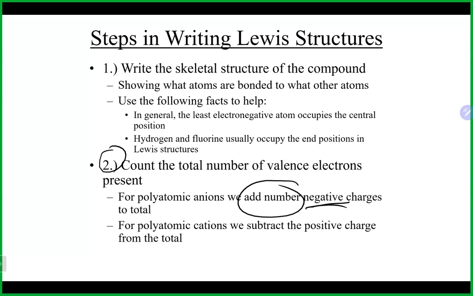And if something has a positive charge, which I changed, it might have said negative on your chart, but it should be positive, that means that it has lost electrons. So you need to subtract that from your total. So that is really important.